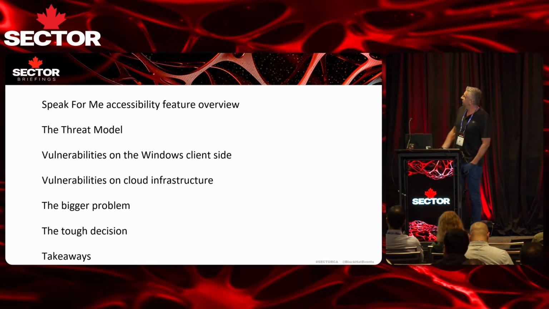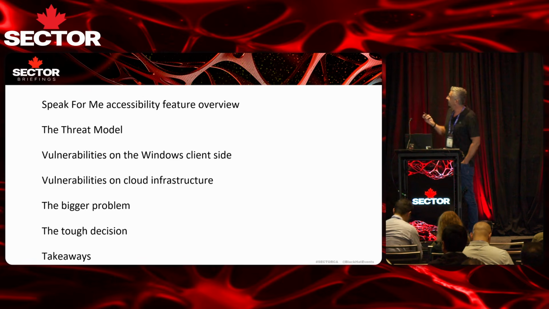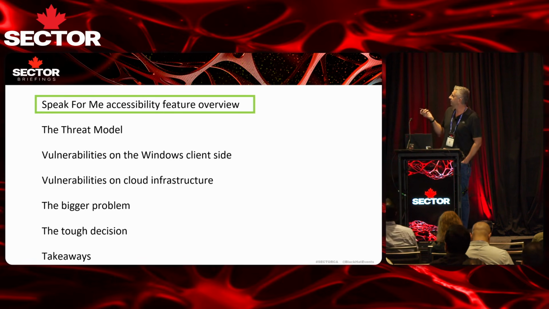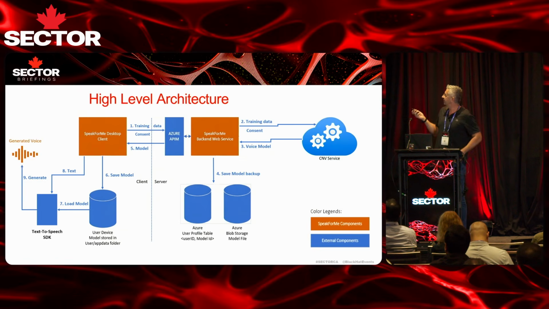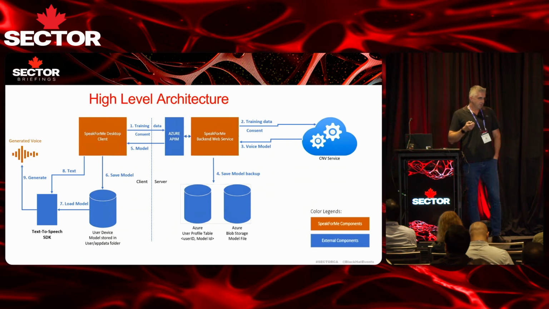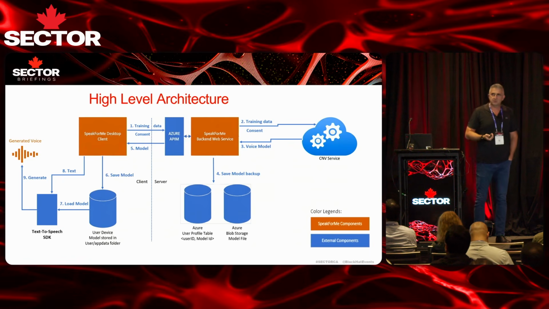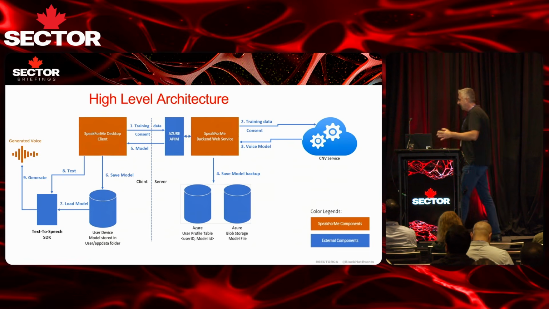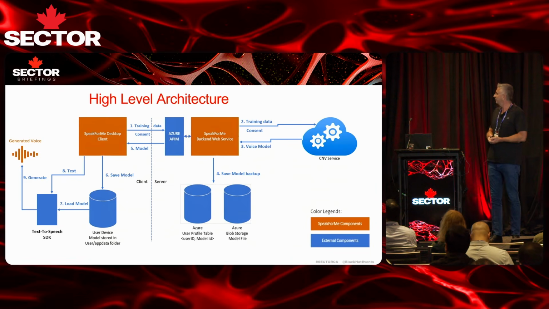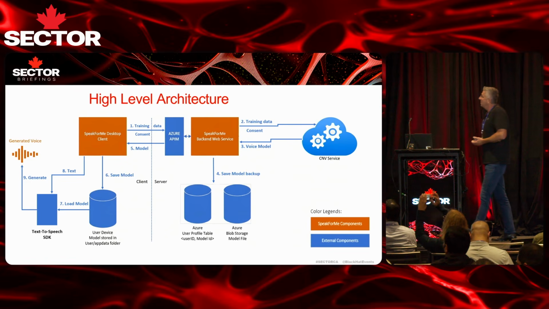This is our agenda for today. We already started looking at how this feature looks from the outside. Now let's take a look at the internal high-level architecture. This feature uses a lot of existing components on both the local client Windows side and also components on the Azure cloud infrastructure. The new components are marked with orange.